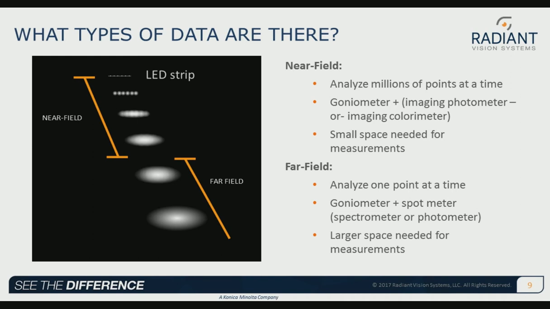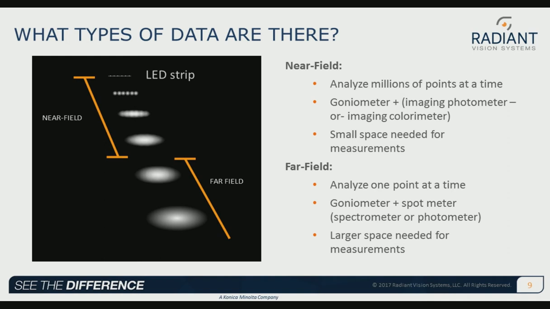The near-field measurement system utilizes an imaging colorimeter or photometer to capture images of the source, sampling millions of points with each capture. A two-axis goniometer is used to achieve the various perspectives on that source. Since we are measuring the device in the near field, a small lab space will do. The far-field goniometer, however, will analyze one point at a time. Remember, the source is approximated as a point source in this case. For that approximation, you need a large lab space, sometimes hundreds of feet, so that your spot meter or lux meter can contain the DUT within the acceptance spot of the spot photometer.